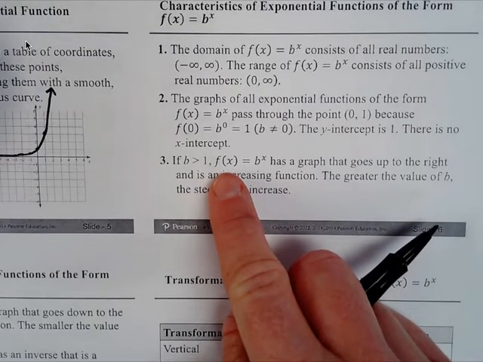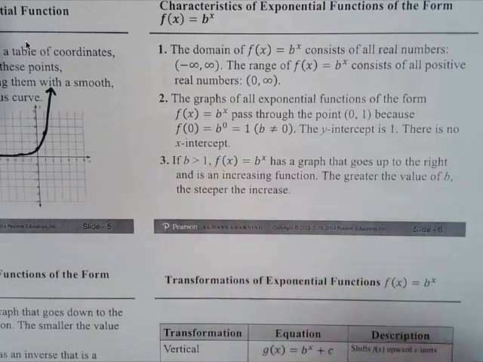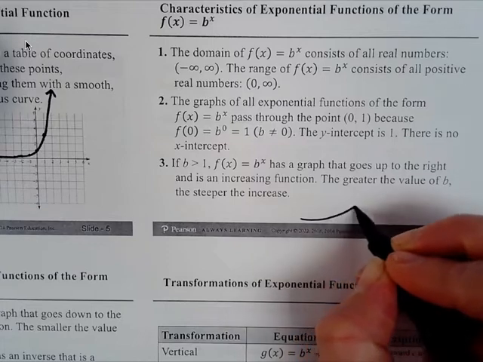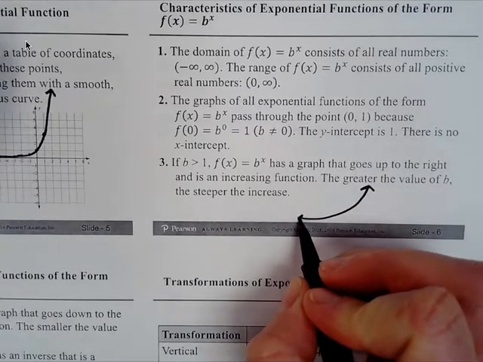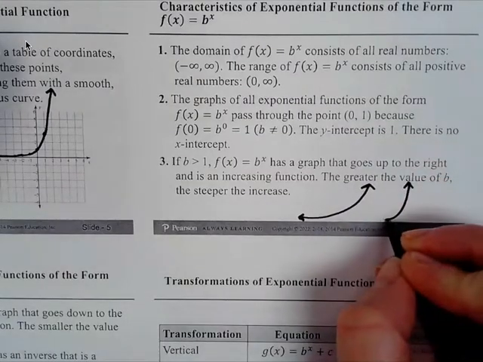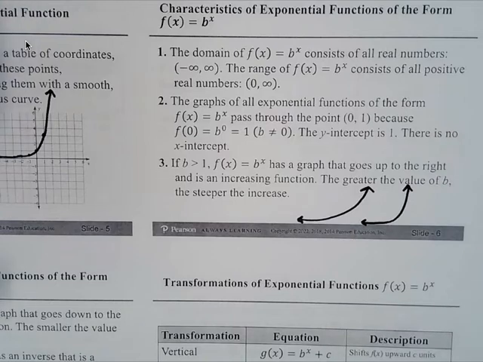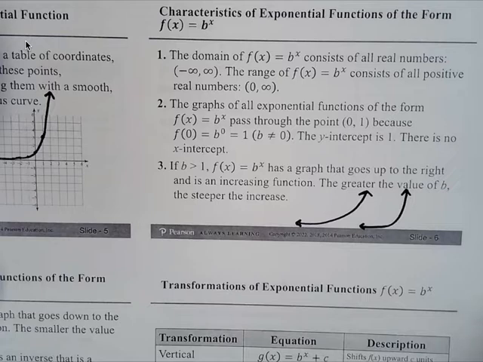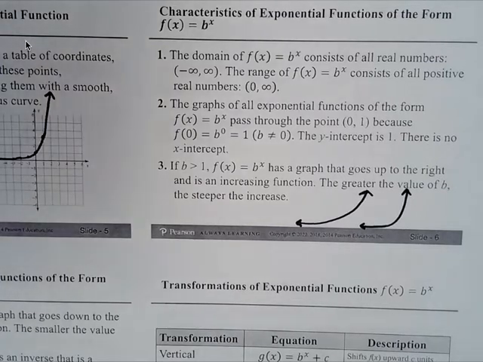The function f of x equals b to the x has a graph that goes up to the right and is an increasing function. So we know it's going to be like that. And it could also be like that. Those are examples of what it's going to look like. So it says the greater the value of b, the steeper the increase. Just like with slope and linear equations, if the slope is bigger, it's going to be steeper. If it is smaller than 1, it's going to be less steep. So it's the same type.